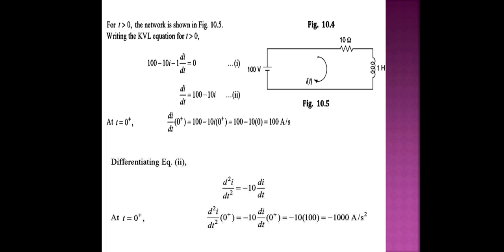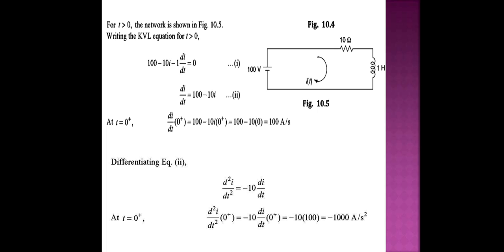If you differentiate this equation with respect to t, you will get d square I by dt square. How are you getting this? Minus 10 into di by dt. Here you say di by dt equal to 100 minus 10I, so you differentiate equation number 2. What happened? d square I by dt square is equal to 100 goes to 0, minus 10I goes to minus 10 into di by dt.